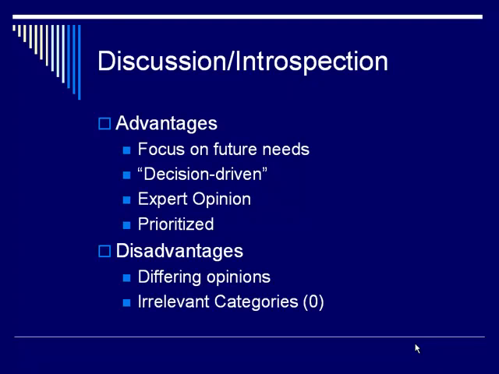Also, because the relative importance of various categories is determined, this can help us distinguish between needs and wants. Then, in terms of cons, the expert and decision maker could have very conflicting viewpoints, and irrelevant categories rated with zeros greatly affect and possibly very much skew our final results.